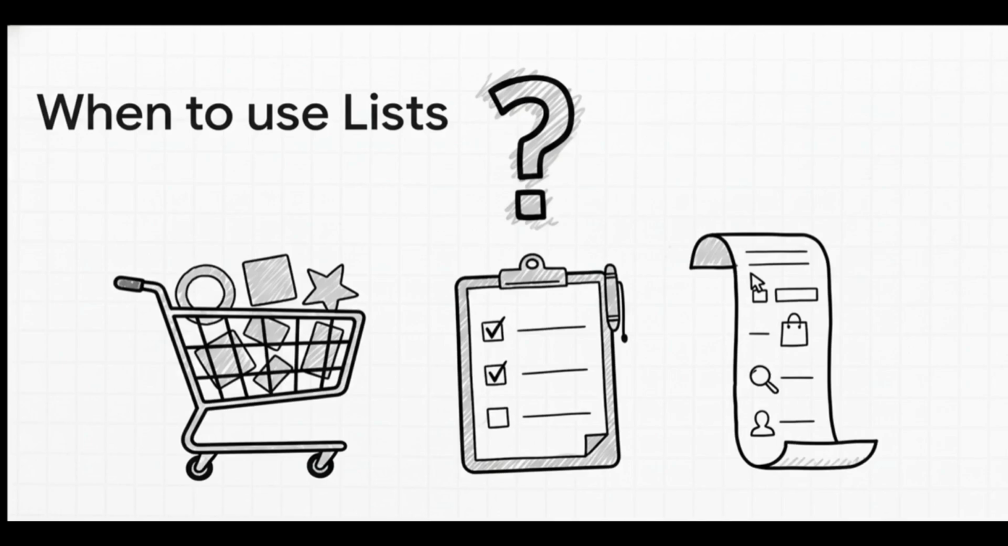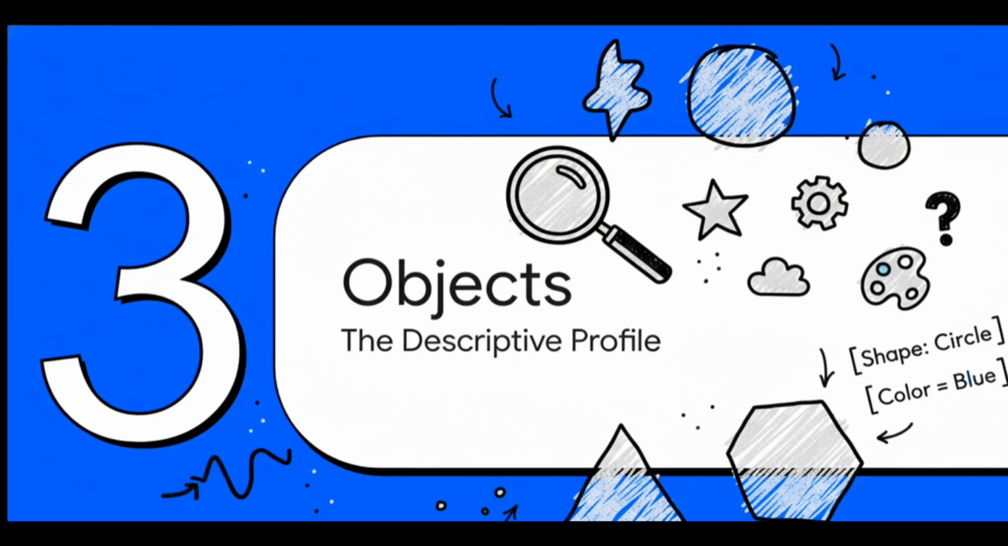Or think about a to-do list, or maybe a history of a user's actions. If you need flexibility, a list is almost always going to be your best friend. All right, so we've talked a lot about ordered sequences. But what if the order is totally irrelevant? What if your main goal isn't to list things, but to describe a single thing? That, my friends, is where objects come in.